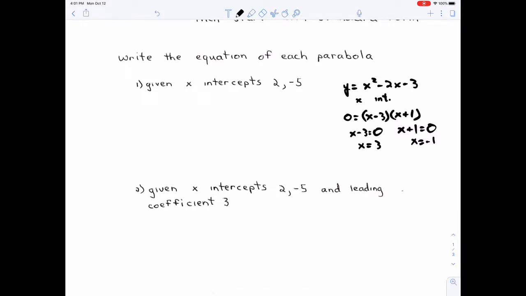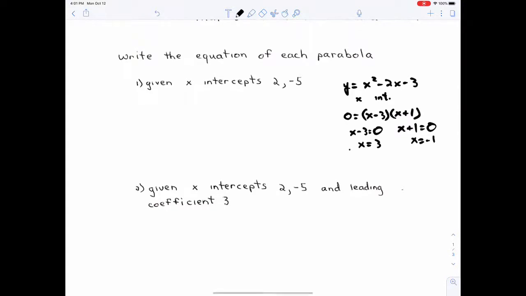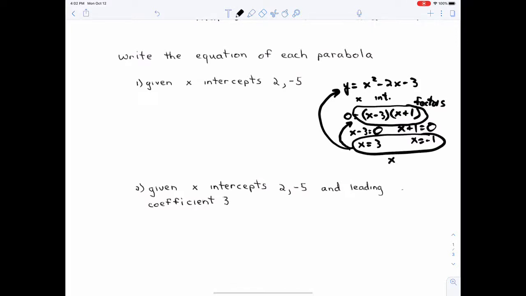Well, what we're doing today is like the opposite of that. At least what we're going to do here at the beginning, I'm going to give you the intercepts. You're going to write the factors, and then you're going to multiply them together. So these things are factors. They are the factors that give these x-intercepts, or I could also say for the time being, zeros.